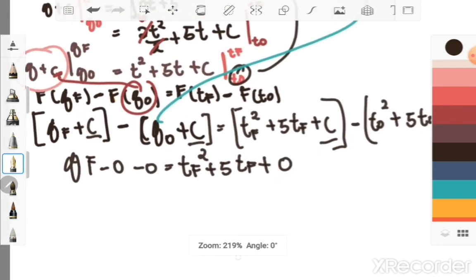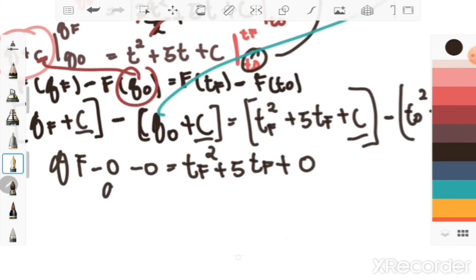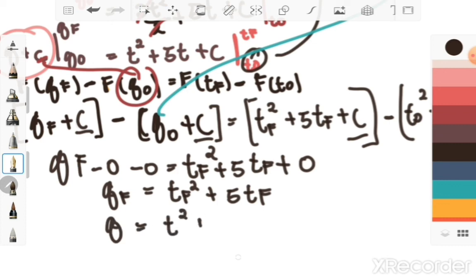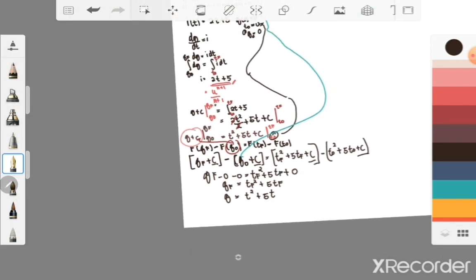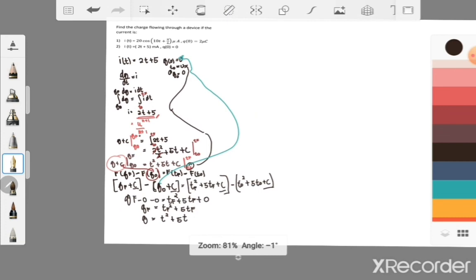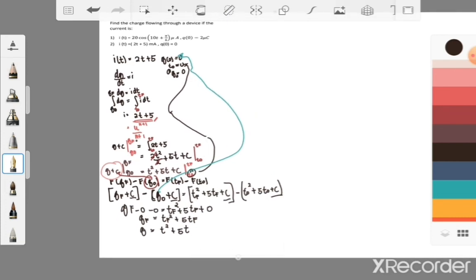So, manipulating the equation, we have our qf, which is also equal to your tf squared plus 5tf plus 0. But take note that your qf is just equal to your q, and your tf is just equal to your t, so q is equal to t squared plus 5t. So, this is the answer. Alright?